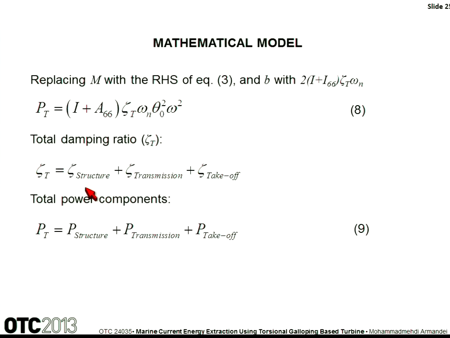It has three different components: the damping ratio due to the structure, the one due to the transmission box, and also the power takeoff damping ratio. So the total power also has, if we replace it here, three components.